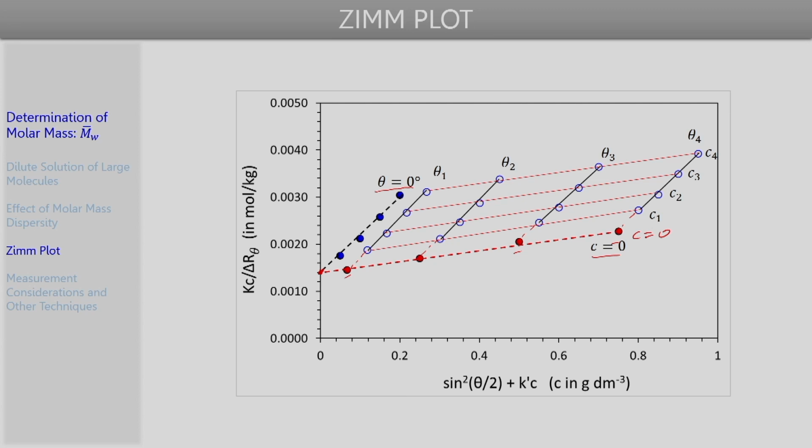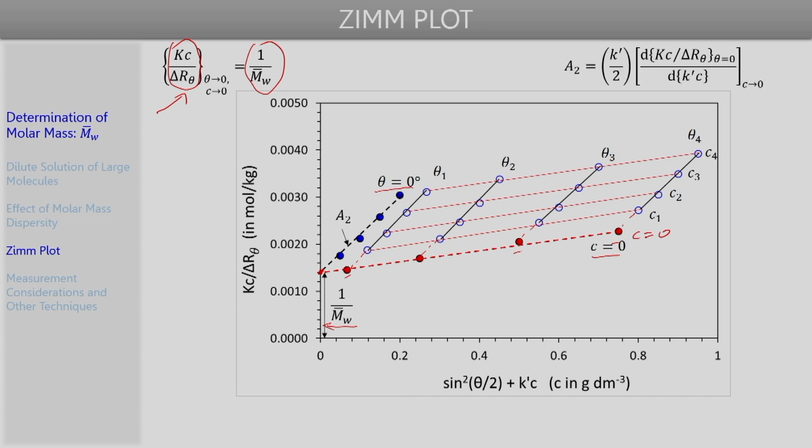So this common point of intersection corresponds to the condition of C equal to 0 and theta equal to 0, and we already saw that that condition corresponds to a value of 1 over M w bar for this quantity K c over delta R theta. So this common intercept for the C equal to 0 and theta equal to 0 extrapolated curves just gives us the reciprocal of the weight average molar mass. So that is how we obtain the weight average molar mass graphically.